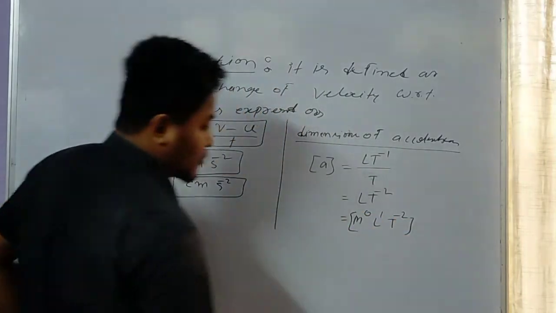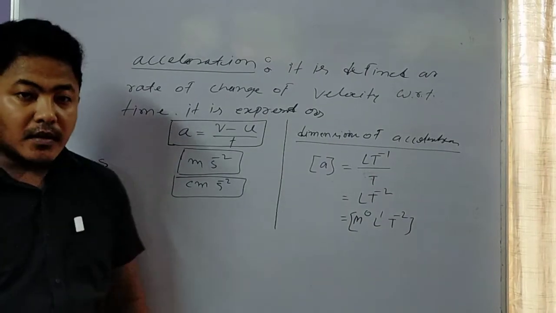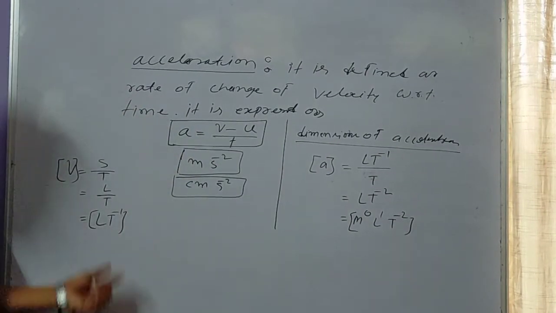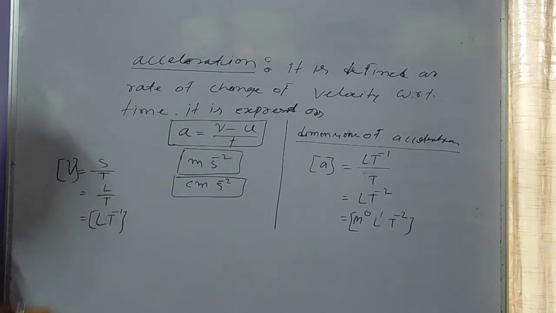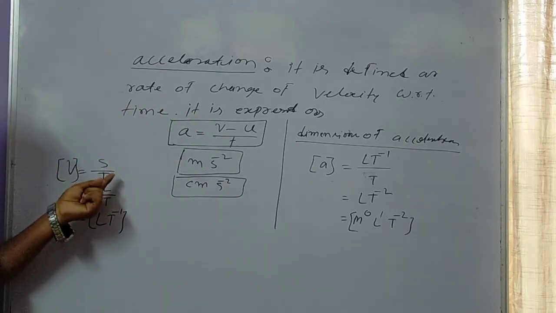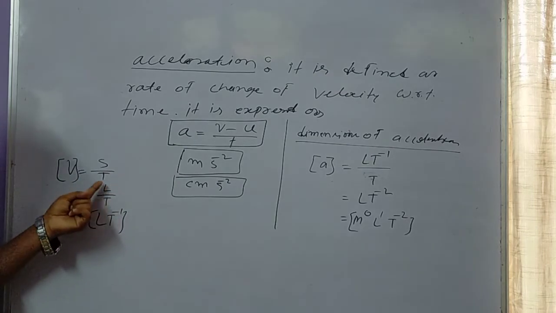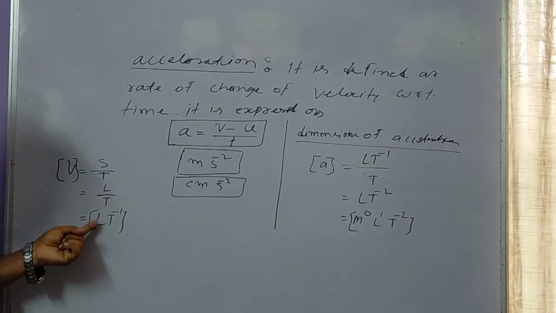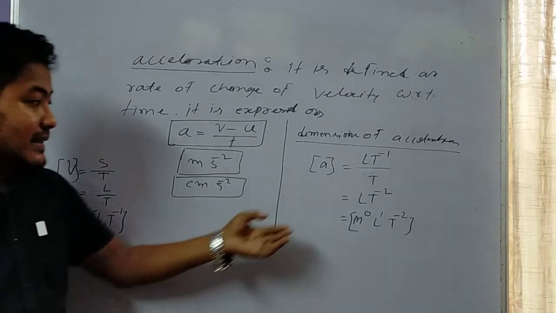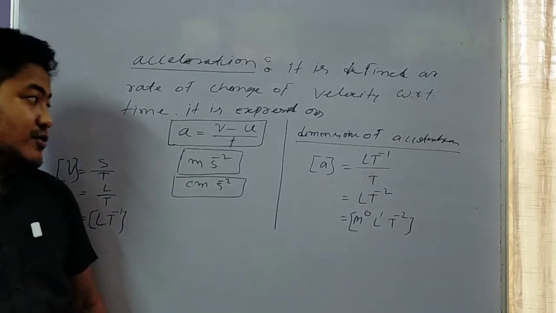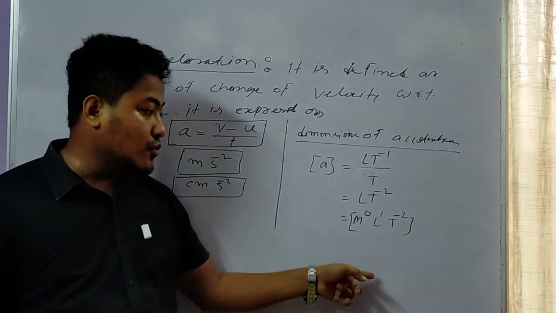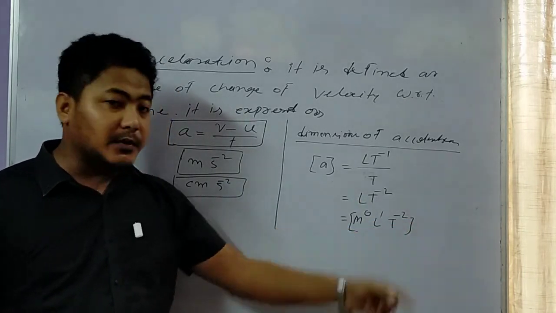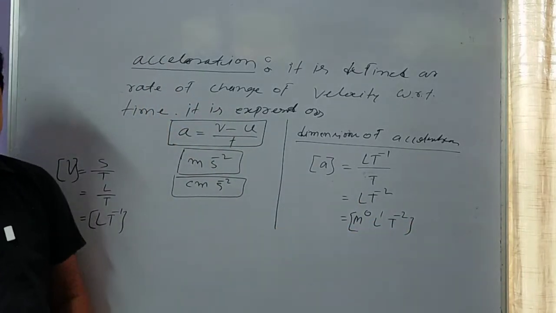That is the dimensions of acceleration. I am not going to discuss these things in detail, as you have discussed them in the previous chapter. So velocity will be displacement by time. Displacement will be L, and time will be t itself. So it is LT inverse 1. And if I find the acceleration dimension, it will be LT inverse 1 by t, so LT inverse 2. M to the power 0, L to the power 1, and t to the power minus 2 are the dimensions of acceleration. Is that clear?